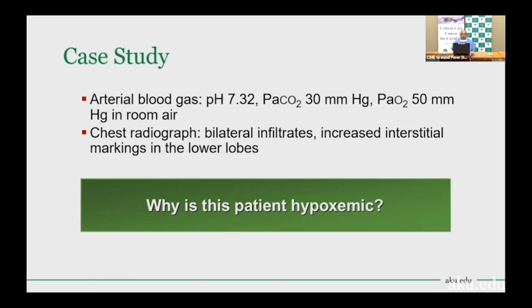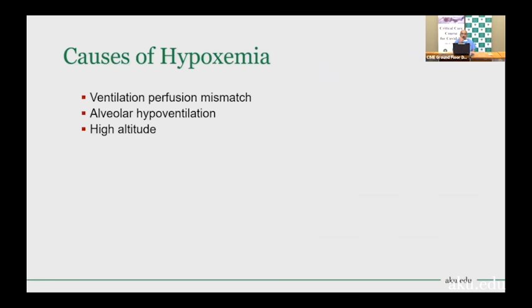This is also very important, because until you know the pathophysiology, you may not be able to appropriately do the nice interventions. So why is this patient hypoxic? There are causes of the hypoxemic and causes of the hypercapnic, with a slight difference in the reasons. And there are three important problems when we come up with hypoxemic respiratory failure: the ventilation perfusion mismatch. Secondly is the alveolar hypoventilation, and third is the high altitude.